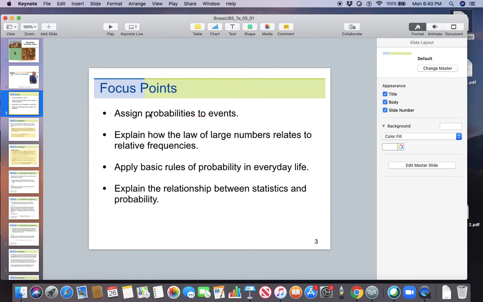Focus points of this section. Assign probabilities to events. Explain how the law of large numbers relates to relative frequencies. Apply basic rules of probability in everyday life. Explain the relationship between statistics and probability.